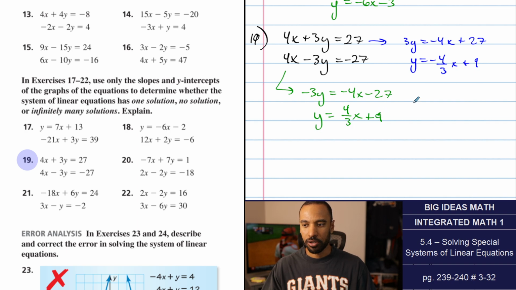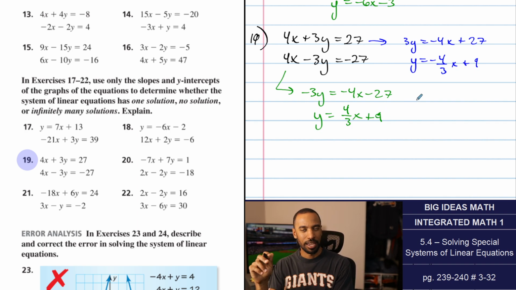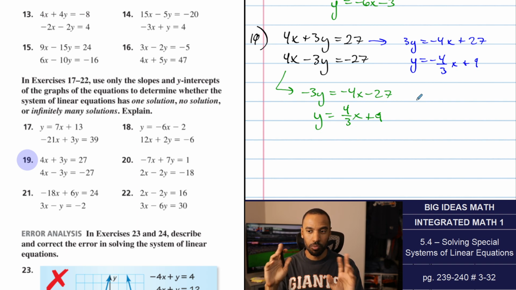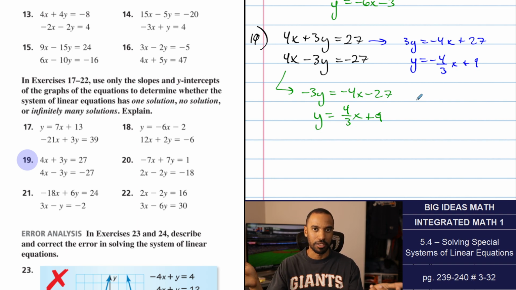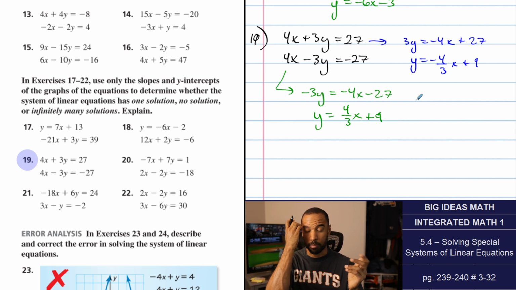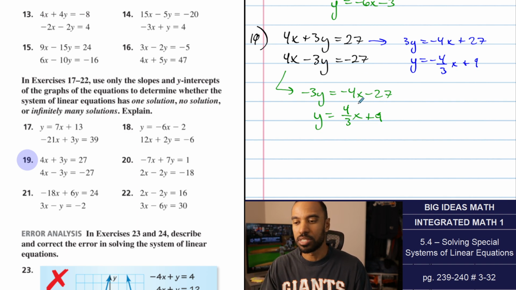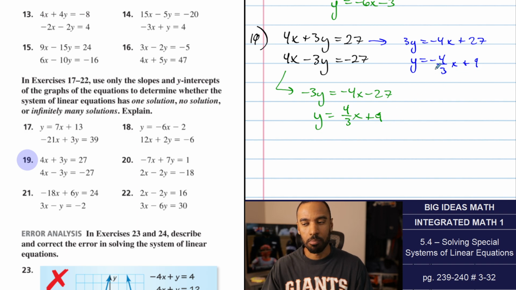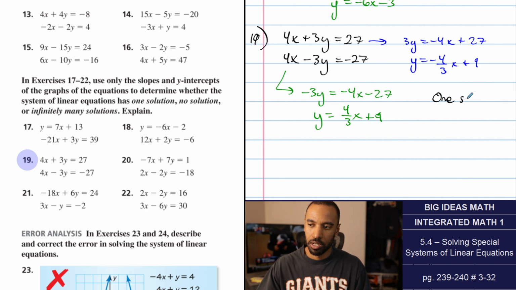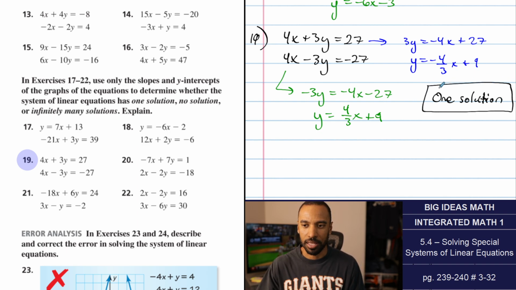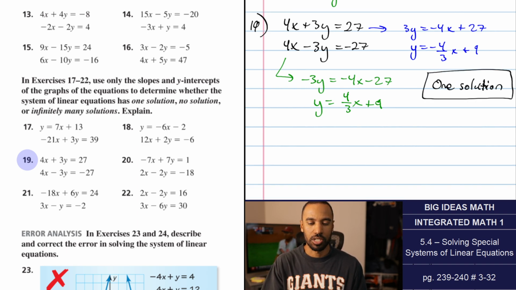Now, they have the same y-intercept. That doesn't matter if the slopes are different. And these slopes are different. Mr. Robinson, one's 4/3, one's negative 4/3. Yeah, they're different numbers. So they're not perpendicular either, not opposite reciprocals. But different slopes, regardless, doesn't matter what the y-intercept is. This is one solution. Now, if they were both negative 4/3 or positive 4/3, then they'd be the same line. That'd be infinitely many solutions. This is a one solution case.